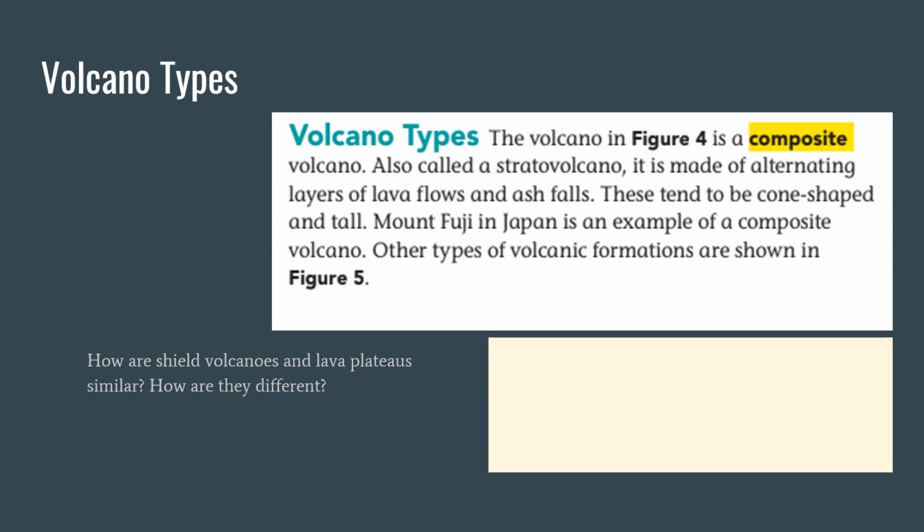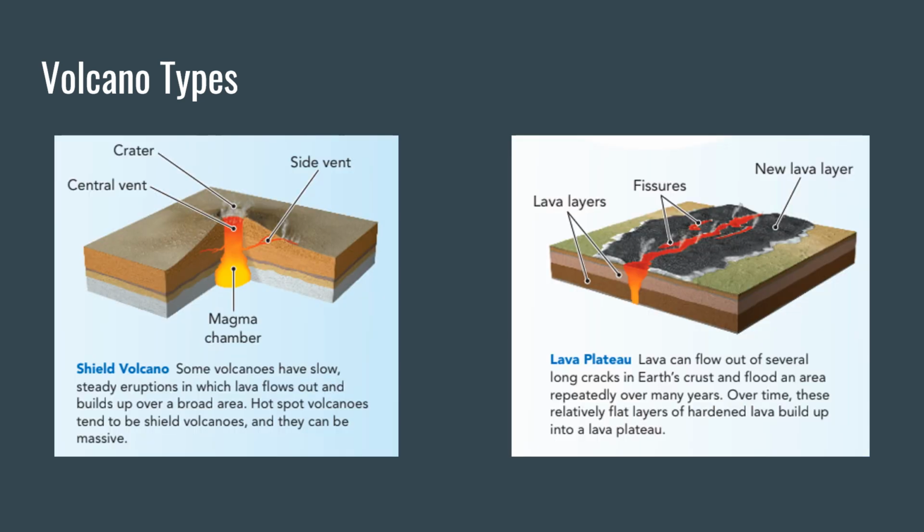So while we're looking at these, we need to think about how shield volcanoes and lava plateaus are similar and how they're different. All right, on the left-hand side, we have our shield volcano. Some volcanoes have slow, steady eruptions in which lava flows out and builds up over a broad area. Hotspot volcanoes tend to be shield volcanoes, and they can be massive. Lava plateaus are where lava can flow out of several long cracks in Earth's crust and flood an area repeatedly over many years. Over time, these relatively flat layers of hardened lava build up into a lava plateau.